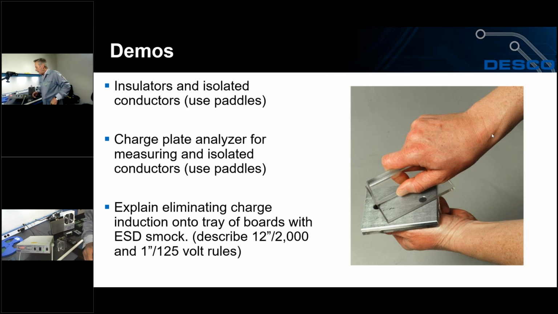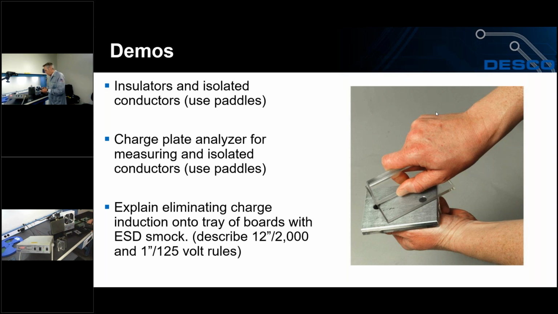Okay, so what we're going to talk about today are some of the tools, first of all, that I have to do the demonstrations for you. I have my ESD survey kit over here, which you can't see. Desco manufactures a survey kit full of all the tools that you need to perform an ESD survey or for compliance verification of your program. So I have a couple of those tools out of my survey kit that I'm going to show you.